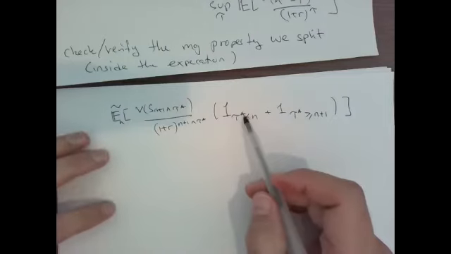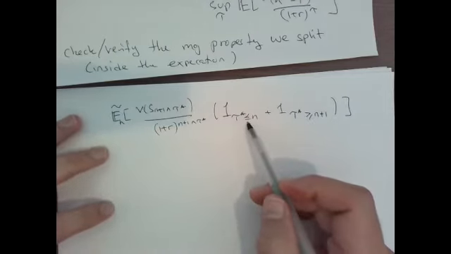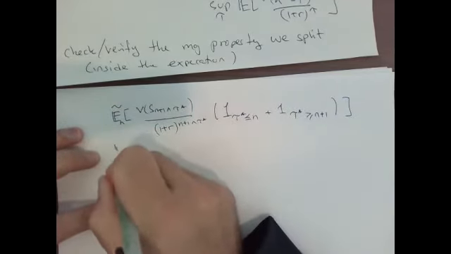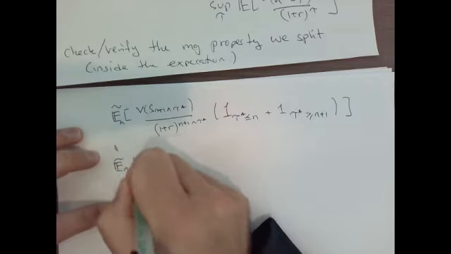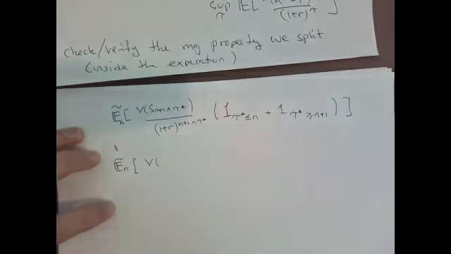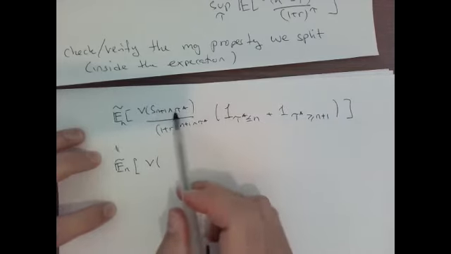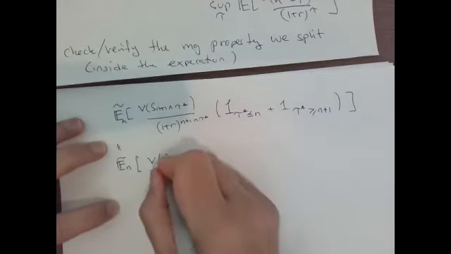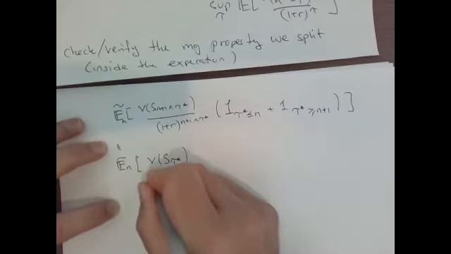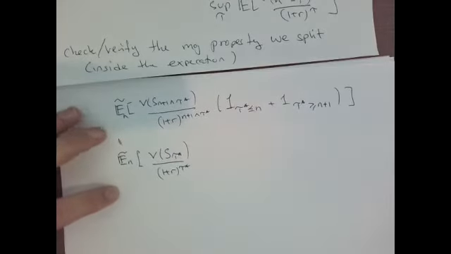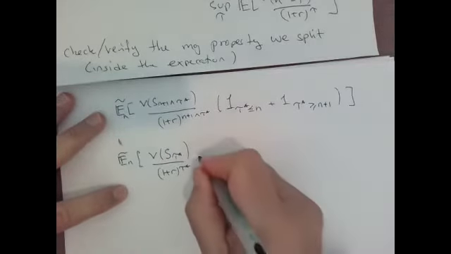Okay, so what's the first one? Now τ* is less than or equal to n. So what do we get here? This is E tilde_n of V. Since τ* is less than or equal to n, the min between τ* and n plus 1 is just going to be τ*, times the indicator.